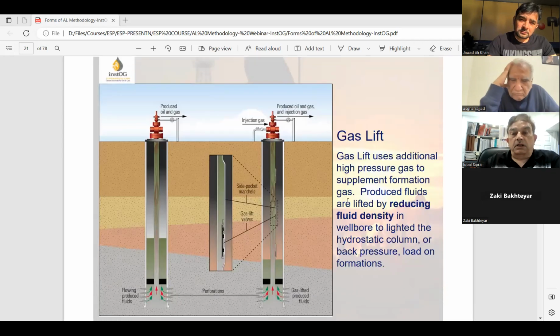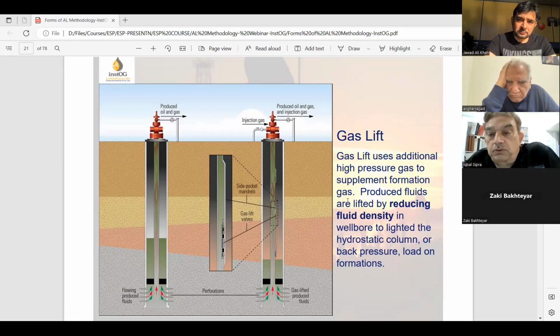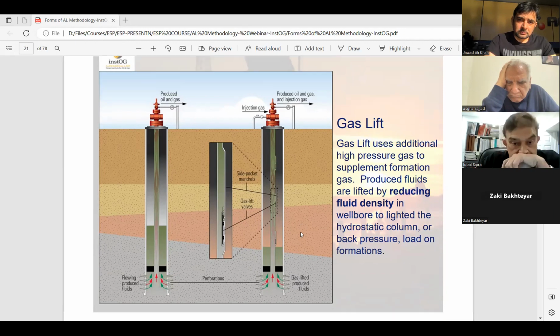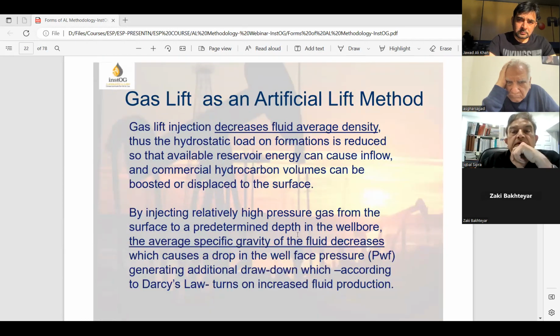Now, coming up, gas lift uses additional high pressure gas to supplement formation gas. Produced fluids are lifted by reducing fluid density in the wellbore to lighten the hydrostatic column, back pressure, and load on the formation. Gas lift as an artificial lift decreases the average fluid density, thus the hydrostatic load on the formation is reduced so that the available reservoir energy can cause inflow, and commercial hydrocarbon volumes can be boosted or displaced to the surface. By injecting relatively high pressure gas from the surface to a determined depth in the wellbore, the average specific gravity of the fluid is decreased.